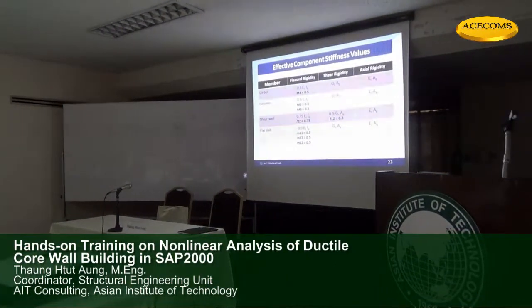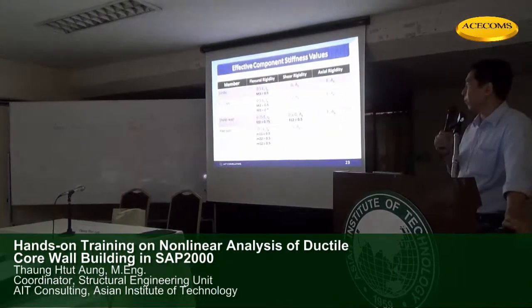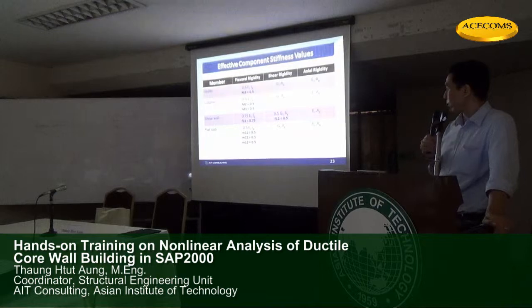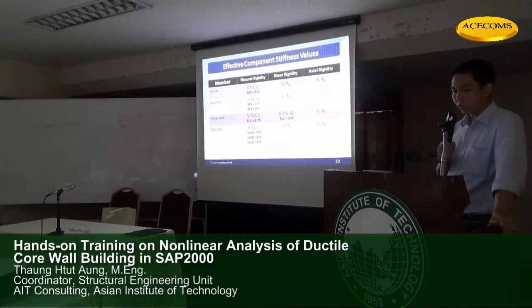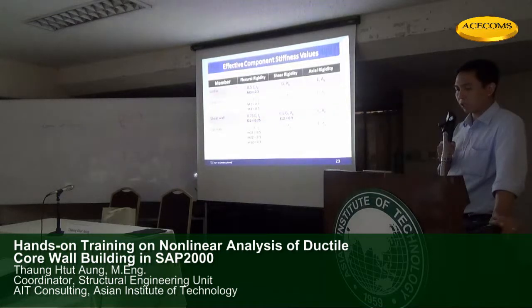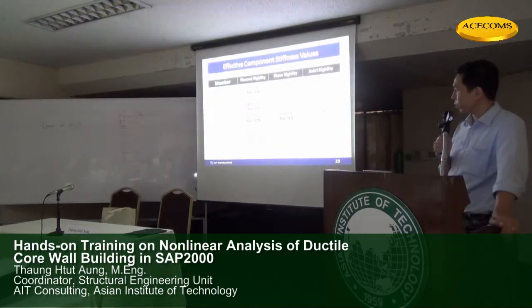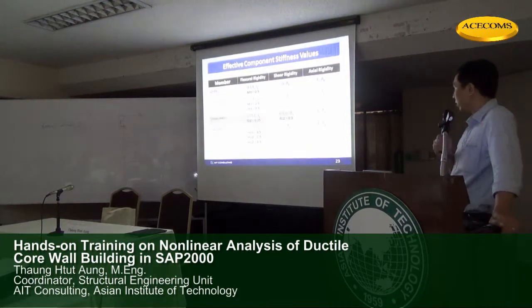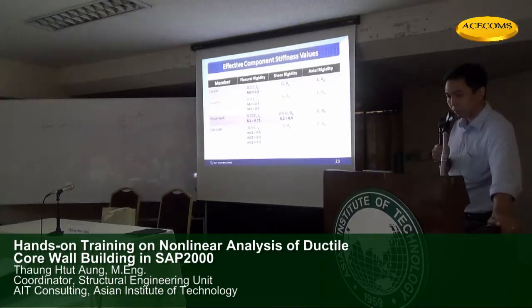For the flat slab, we have to reduce to 50%. For that flat slab, we reduce M11, M22, M12. For the shear rigidity, we do not reduce in the girders and the columns, but we have to reduce in the shear wall. For the shear wall, we reduce the in-plane shear rigidity to 50%. For the axial rigidity, we do not reduce in any members.